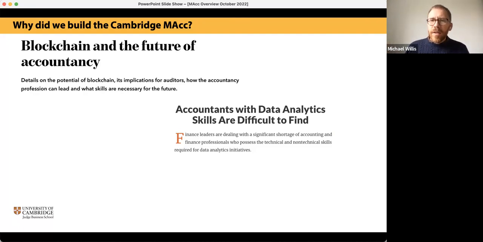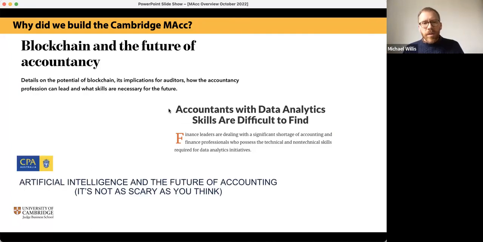Do we have the right skills to think about data and to lead data analytics processes in our organizations? What about advanced technologies like artificial intelligence and machine learning? What do those have to do with the accounting world? And how do we think about leading in that space?